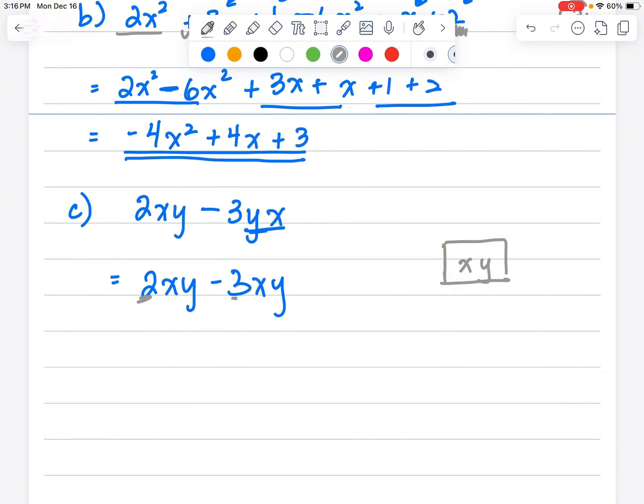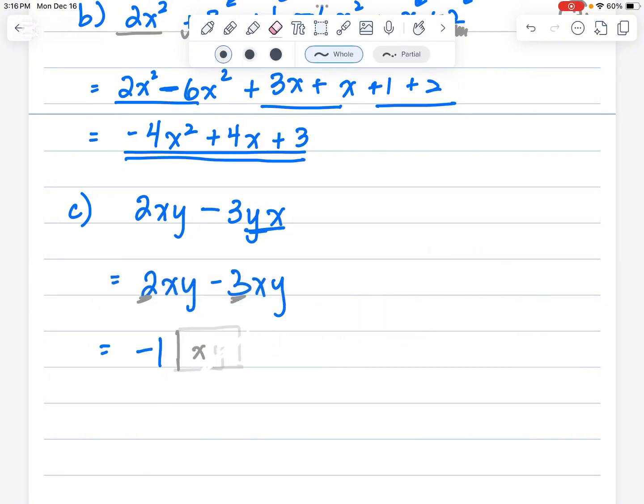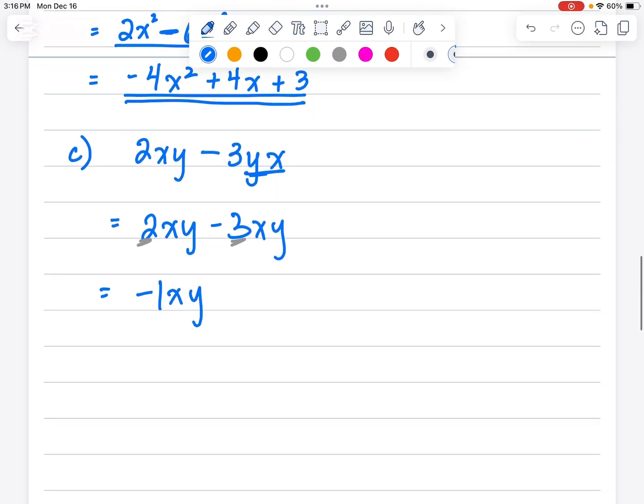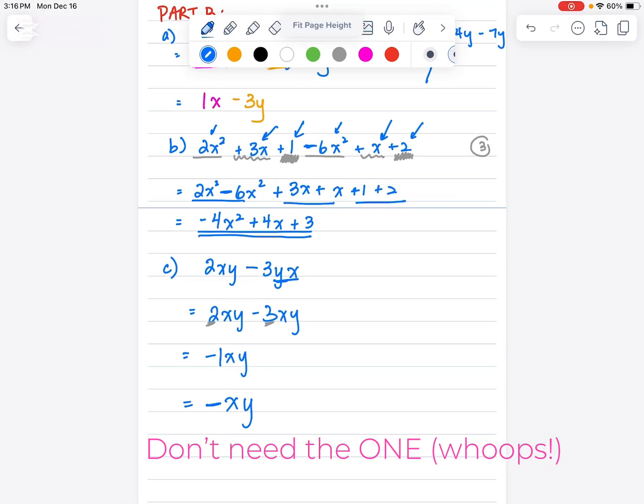So I have 2 of them. I'm taking away 3. Let me do the integers. So that gives me negative 1. Negative 1 what? It's really negative 1 of these tiles. So the way I'm going to write it is just negative 1 xy. We don't need that 1, so just a negative xy.